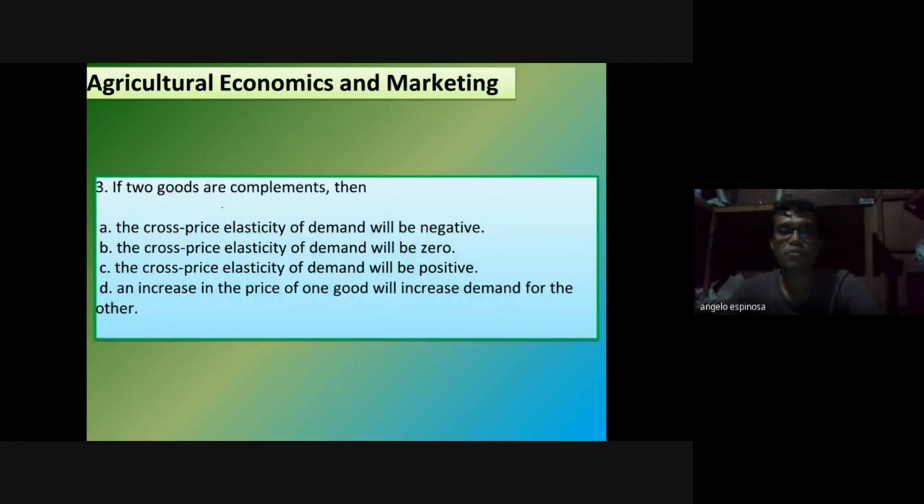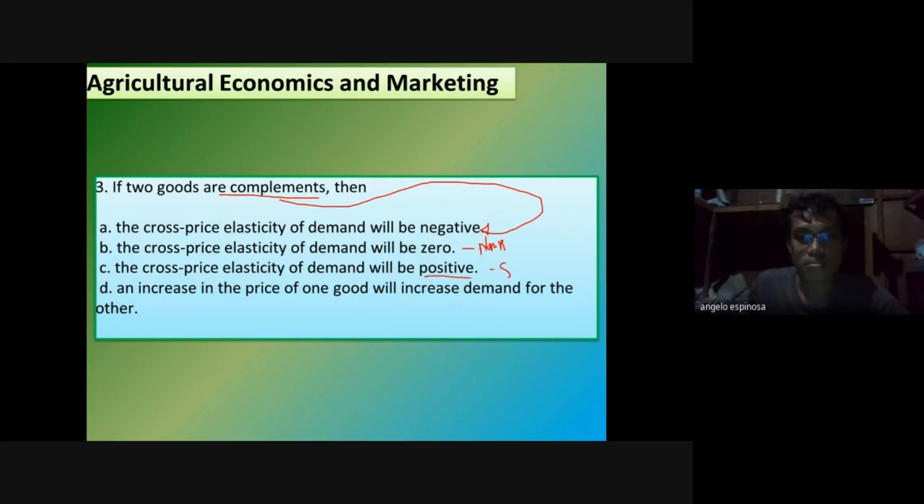Number three, if two goods are complements, pag sinabi mong complements, automatic pag-uusapan ay negative. The cross price elasticity of demand will be negative. Pag sinabi mo namang zero, the cross price elasticity is non-related, hindi sila related na goods. Pag sinabi mo namang positive, cross price elasticity, that is being substitute.